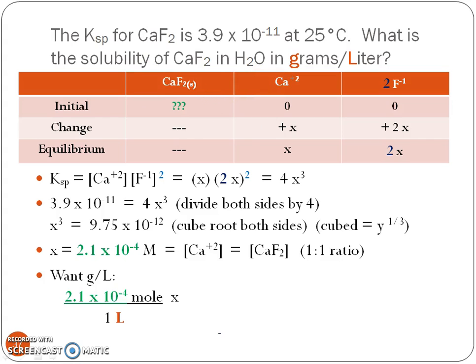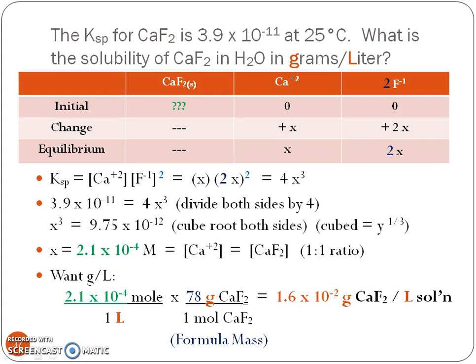So we want, though, grams per liter. Remember, I was telling you how they're giving us concentration, but we really want to know grams per liter. We want to know that solubility. So we need formula mass for that. We need the formula mass of the calcium fluoride, and now we can solve and get an answer of 1.6 times 10 to the negative 2 grams. So in other words, if this is my KSP, and to have a nice equilibrium, a saturated solution, this is how much I can dissolve at 25 degrees Celsius.